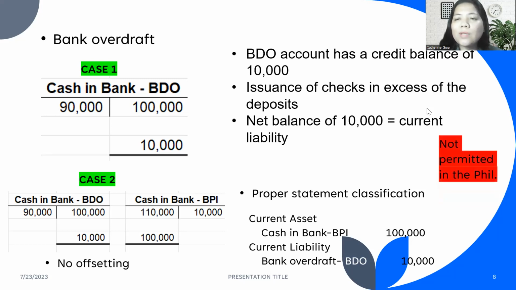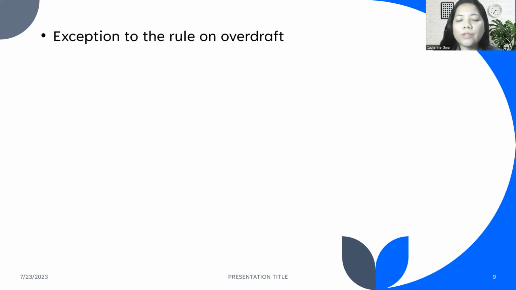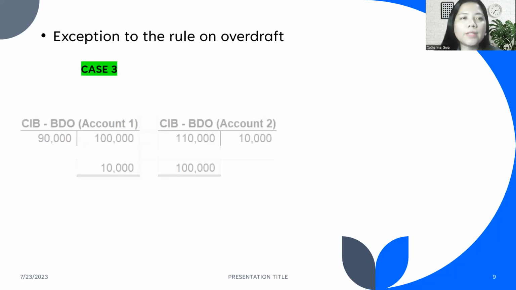Okay, in the Philippines, we do not permit bank overdraft. However, in our case two, there is an exception. So we say that for every rule, there is always an exception. So while in our case one, an overdraft is not permitted in the Philippines, and in case two, we do not permit offsetting, but there is an exception. Okay? So the exception to the rule on overdraft. We have here a case three.